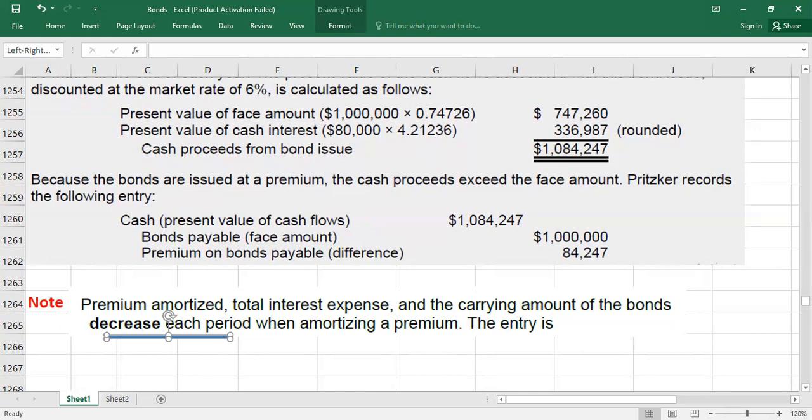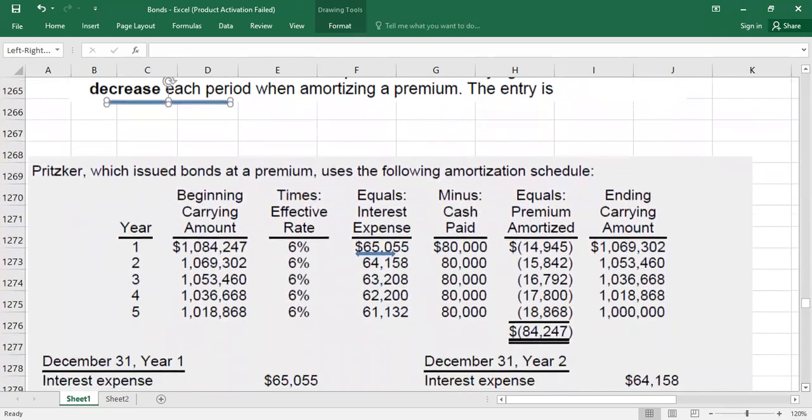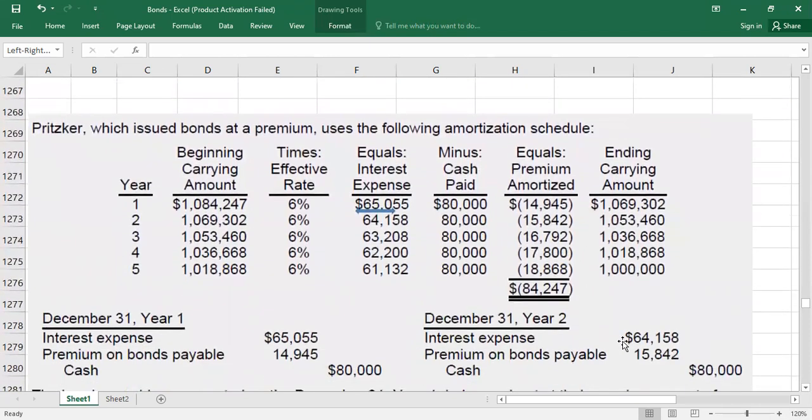So let's have a look at how we can amortize the premium. Here we have a table. This is called an amortization schedule, and here we are going to use the effective interest rate method. So here we go. The first column is for years. We will write years 1, 2, 3, 4, 5.